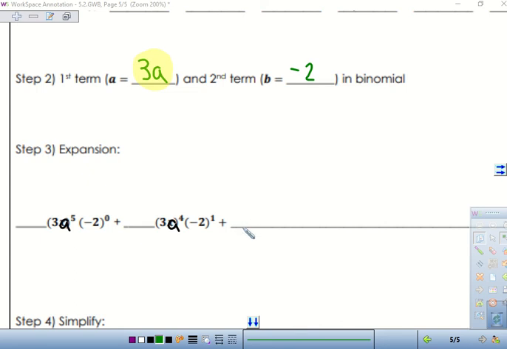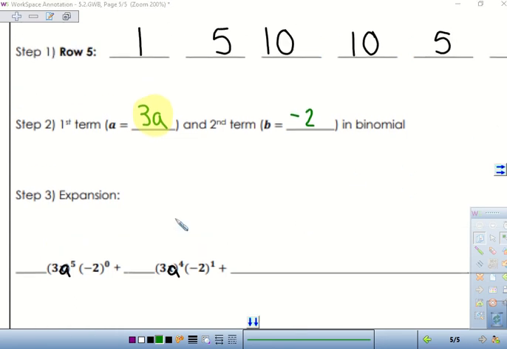Let's talk about that. What's your very first coefficient going to be? Good. And that's going to be 3a to the 5th, and then negative 2 to the 0. What's my next coefficient going to be? 5. And then we have 3a to the 4th, and then negative 2 to the 1. One goes up, the other goes down. Okay? Next one's going to be 10. 3a to the 3rd, negative 2 to the 2nd.